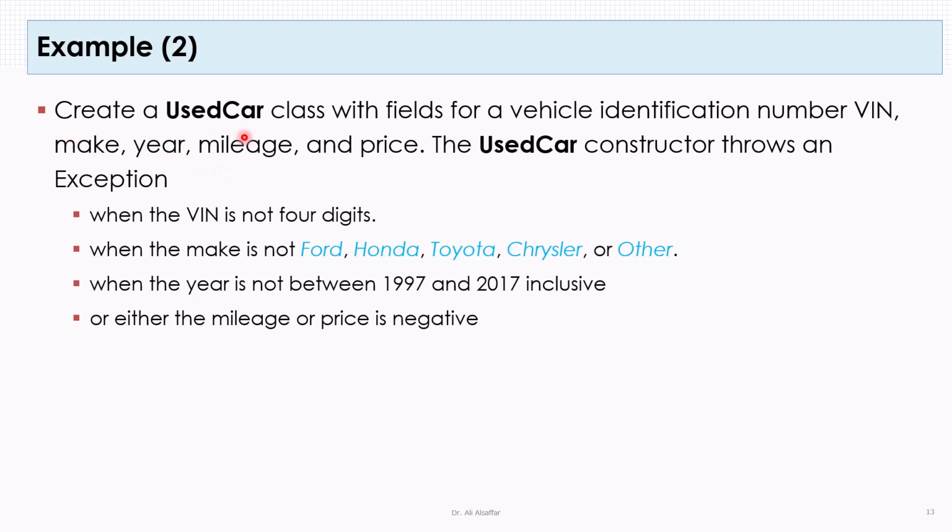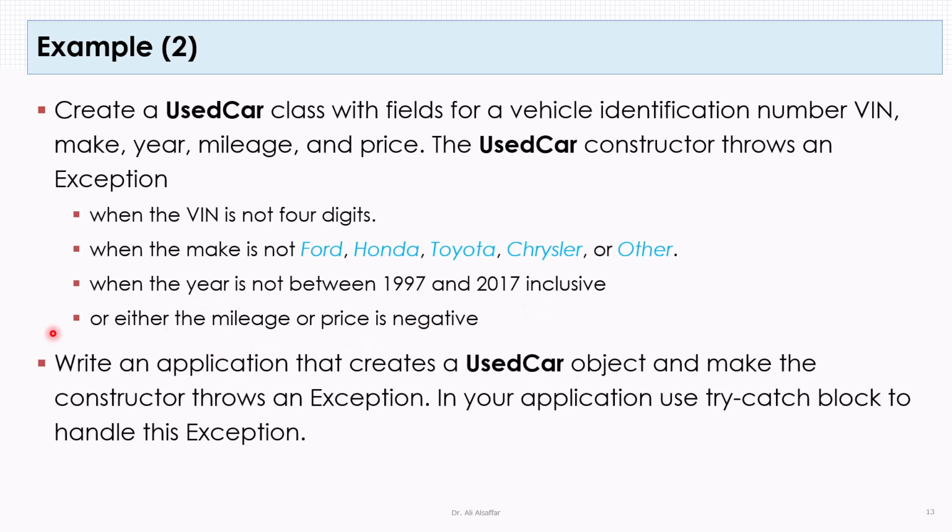It says: create a used car class with fields for a vehicle identification number, VIN, make, year, mileage, and price. The used car constructor will throw an exception in the following cases: when the VIN is not 4 digits, when the make is not Ford, Honda, Toyota, Chrysler, or other, when the year is not between 1997 and 2017 inclusive, or when either the mileage or price is negative.